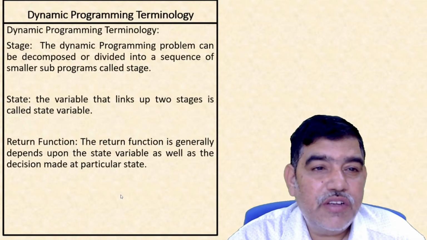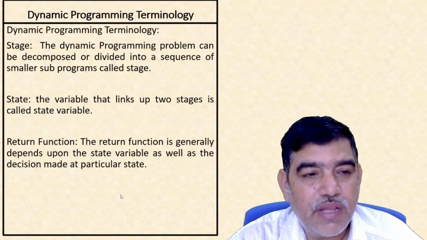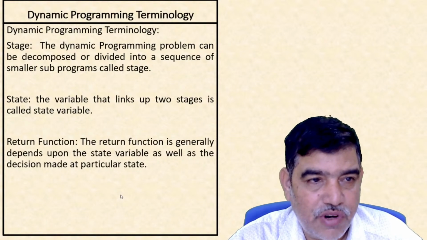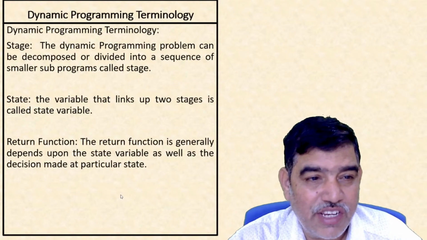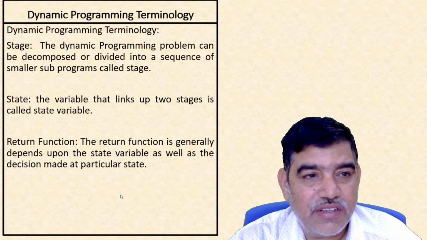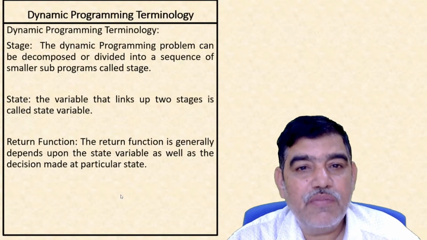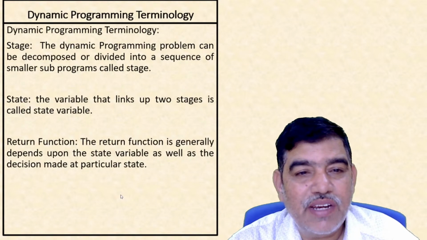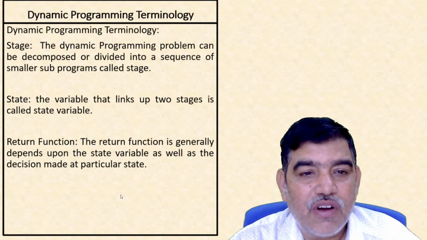Some terminology we use in dynamic programming problems: one is stage, another important word is state, and another is known as the return function. What is actually a stage? The dynamic programming problem can be decomposed, meaning split or divided, into a sequence of smaller subprograms called stages.